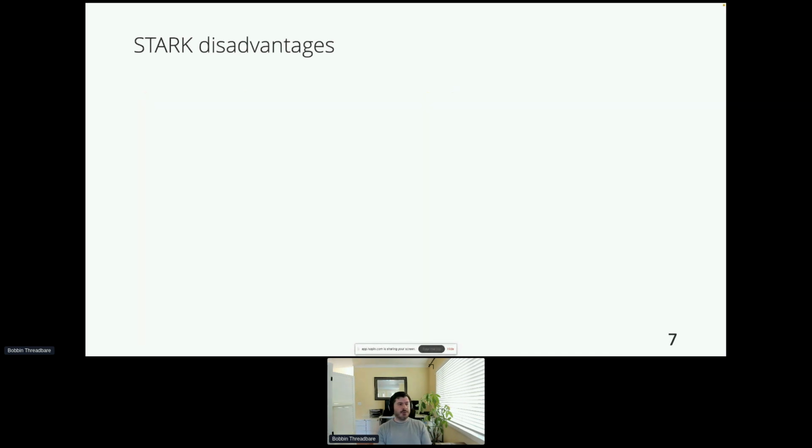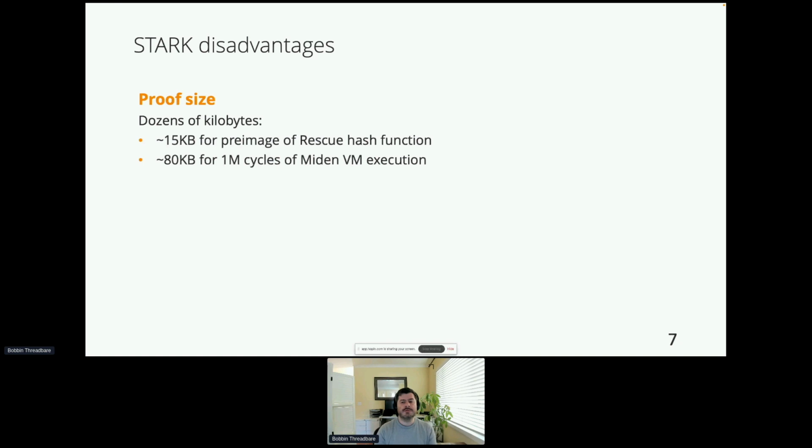As I mentioned, there is no ideal proving system, so there are some disadvantages that STARKs have. Perhaps the most frequently cited disadvantage is the proof size. No matter what you do, you're probably going to end up with dozens of kilobytes for a proof. So even the simplest proof, something like proving a pre-image of the Rescue hash function, is probably going to be somewhere around 15 kilobytes. Maybe you can get it down to like 12 kilobytes with flexing some parameters.